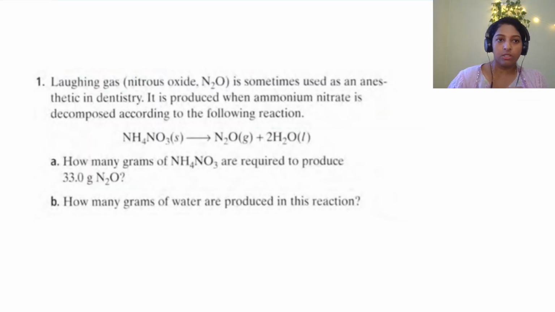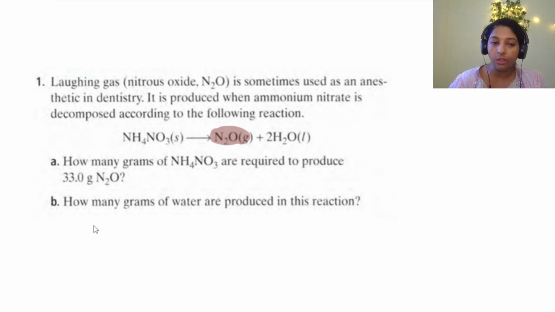Clear? So let's see this question. Laughing gas, nitrous oxide, is sometimes used as an anesthetic, and they were given the equation. So this is the balanced chemical equation: NH4NO3 gives N2O plus 2H2O. The question: how many grams of NH4NO3 are required to produce 33 grams of N2O?